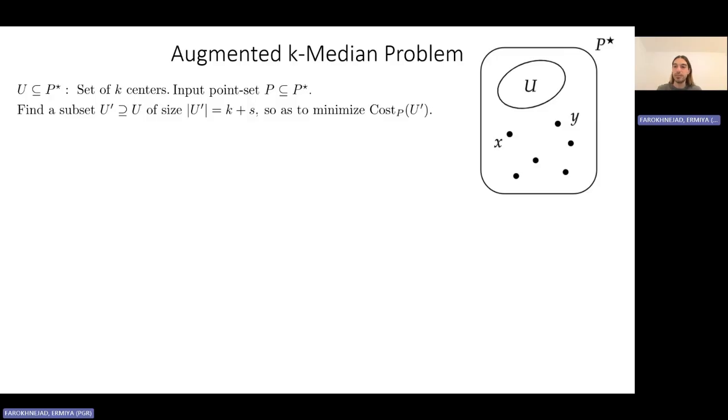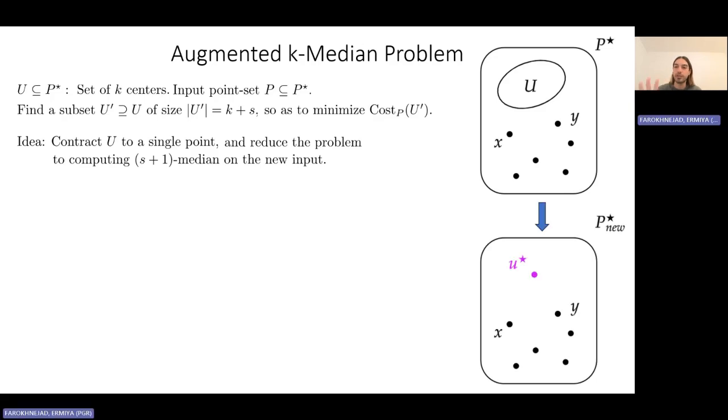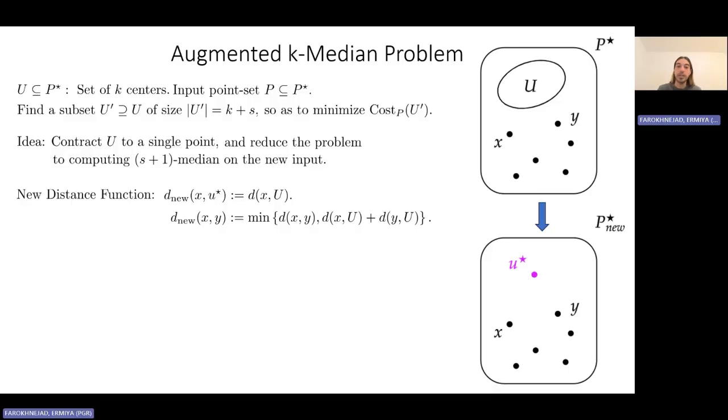Let's say this is the space and the solution U. The goal is to contract all of the centers in U into a single point and then try to solve an s+1 median problem that contains this point. So first of all, we contract all of the centers in U to a single point U star. And now we define a new metric in this new space.